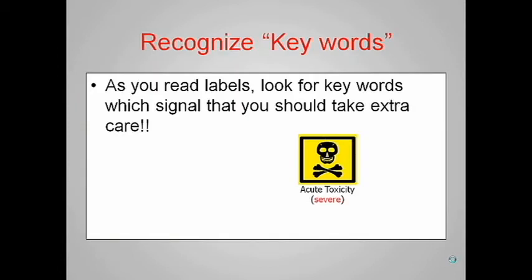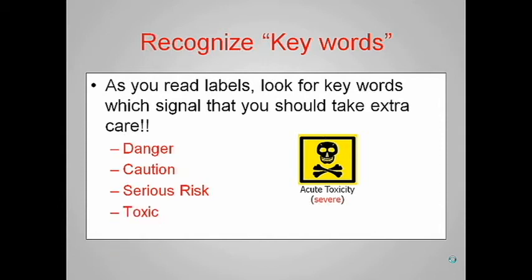Here's your keywords, recognizing keywords. As you read labels, look for keywords which signal that you should take extra care. There's your skull and crossbones. Again, severe, danger, caution, and serious risk. These are those words that should alarm you, and these I would say are in order from worst case scenario to least hazard. You've got your skull and crossbones being your worst, then danger, caution, and serious risk.